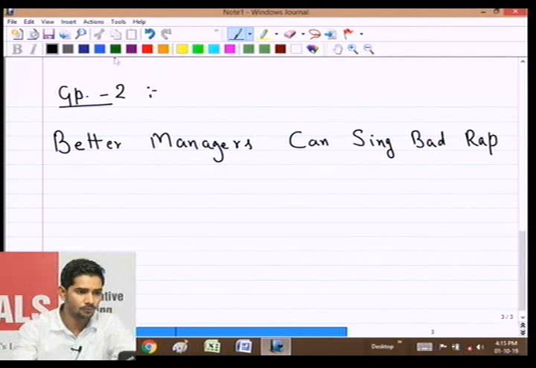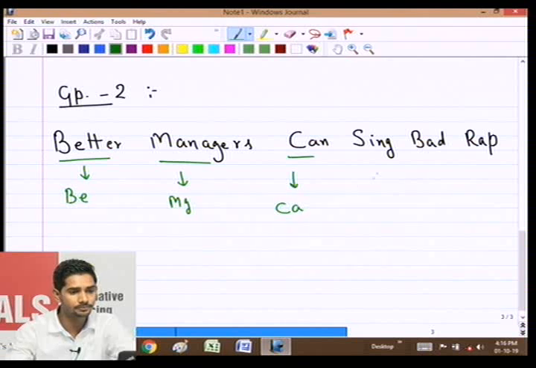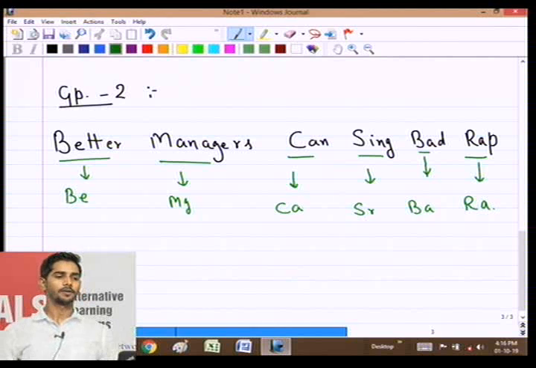Now see what we will get from here. From better we will get beryllium, from here we will get magnesium, this is your calcium, strontium, barium, and then radium. Better managers can sing bad rap.